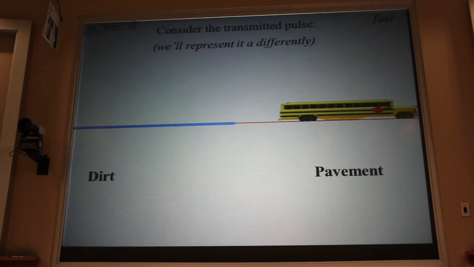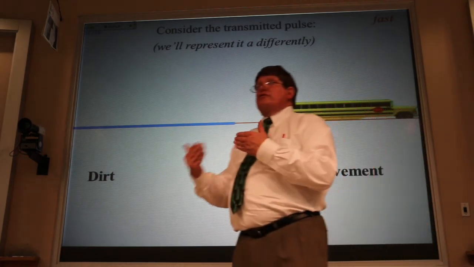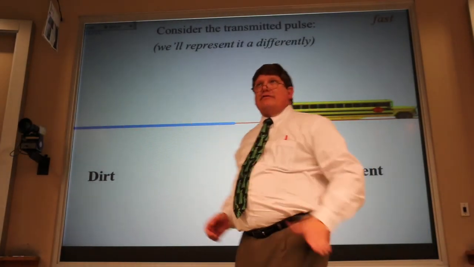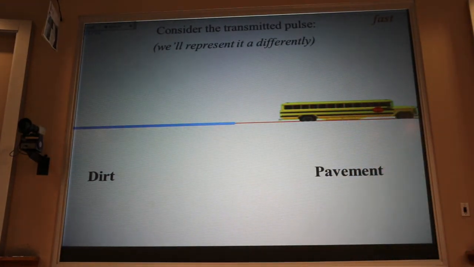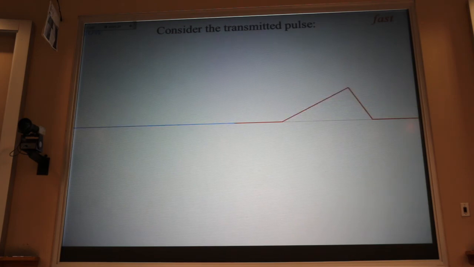Okay? Now if it's going the other way, the front of the bus hits the slow side first and slows down, and then you have the pulse shrinking. Okay. So it's going to be wider.